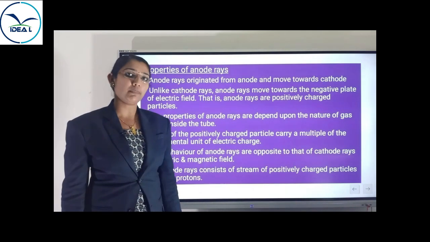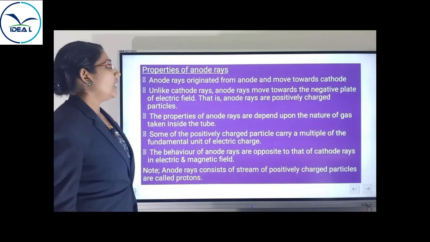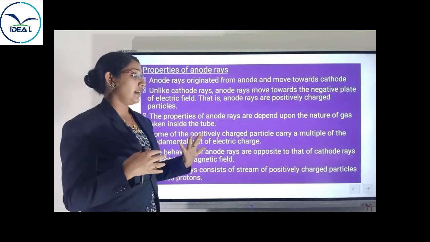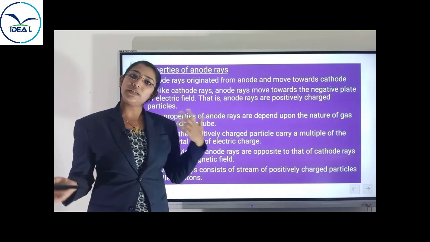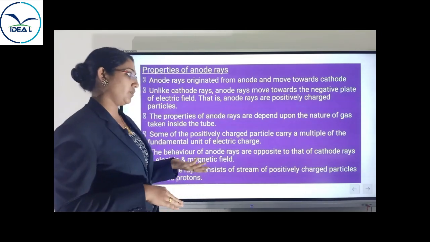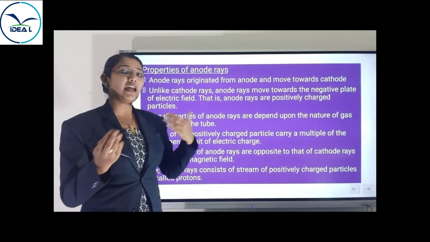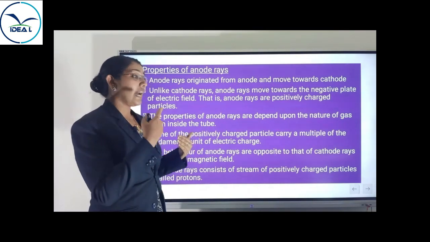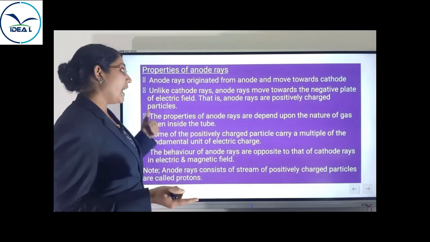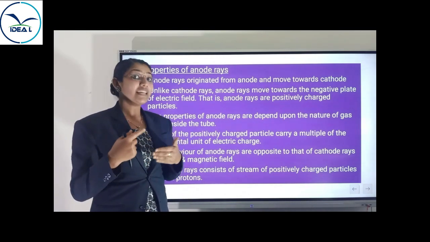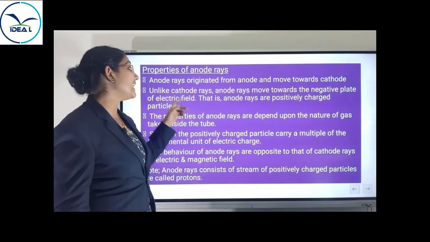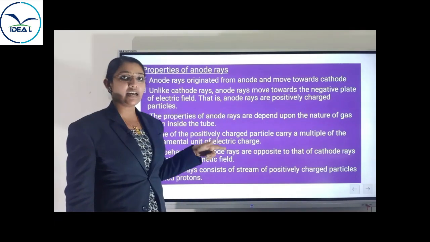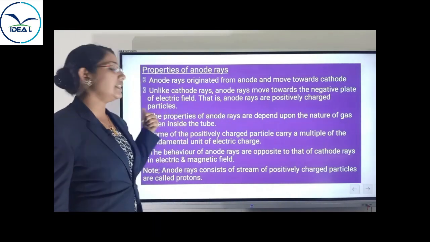Next, properties of anode rays. We already learned that anode rays originate from which electrode? Yes, anode. And in which direction do they move? Towards the cathode, the negatively charged electrode. But what is the difference between anode and cathode rays? Cathode rays originate from the cathode and move towards the anode. But anode rays originate from the anode and move towards the negative plate of the electric field, which means that anode rays are positively charged particles.